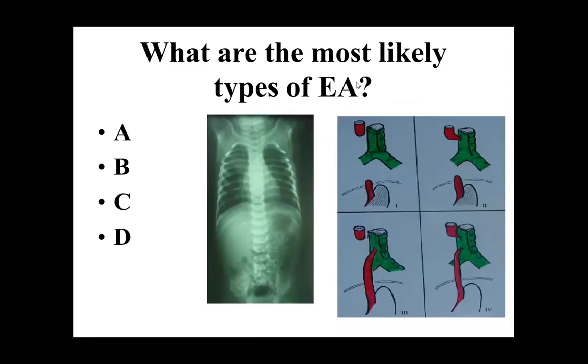Now we will go to the second question. When you observe this plain X-ray, and remembering the Gross classification, which is the most used classification in esophageal atresia, what are for you the most likely types of esophageal atresia?